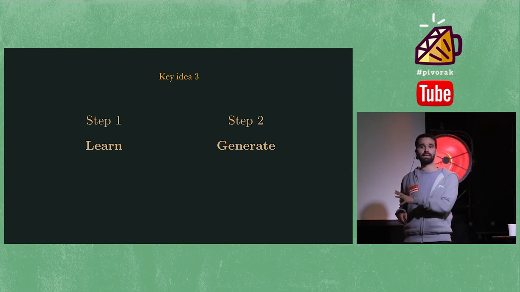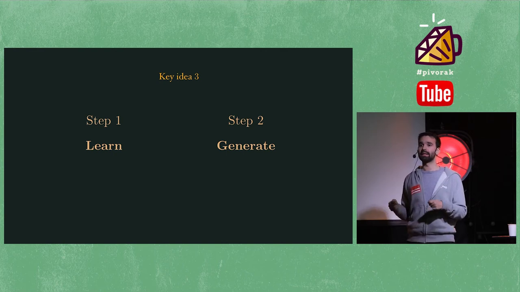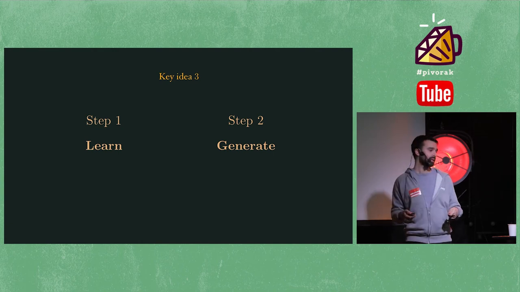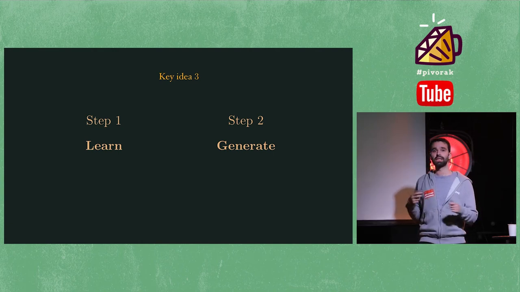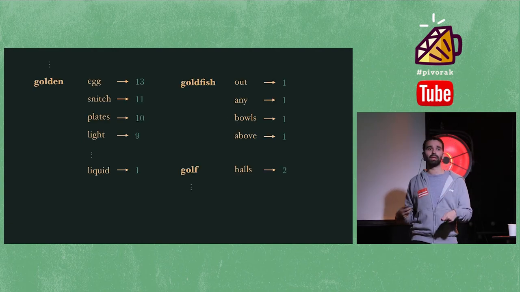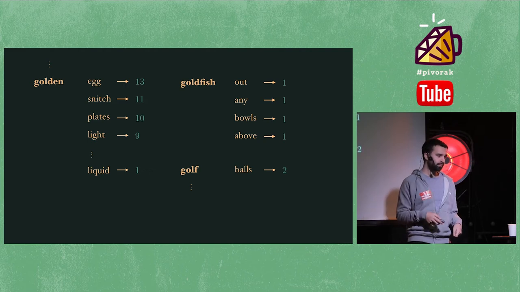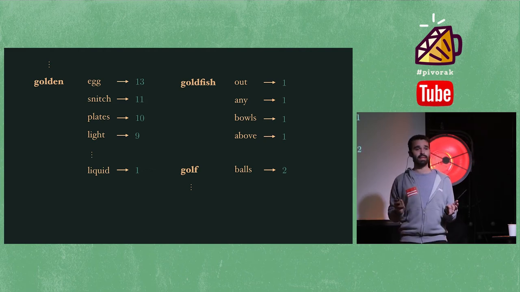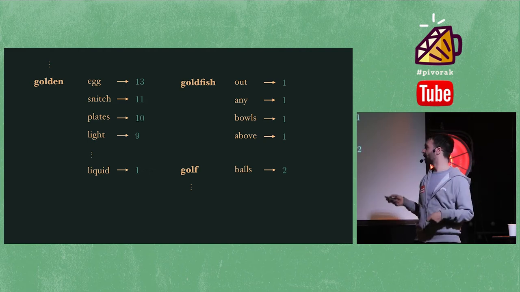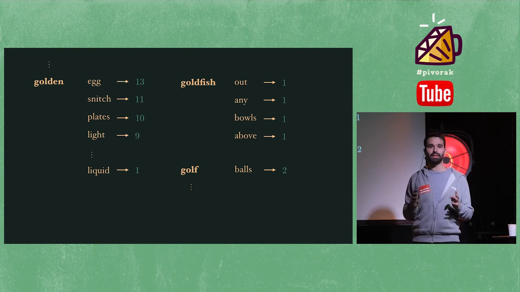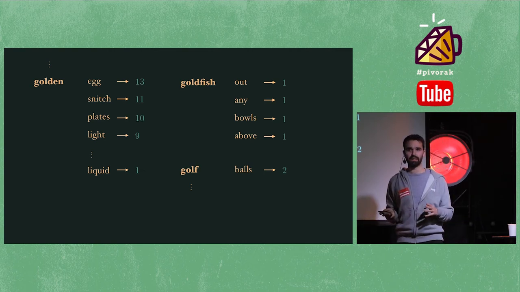And we need to do it in two steps. First, we need to get our program to learn how J.K. Rowling, in this case, uses language. And then, once we've learnt her style, we can generate more language in that same style. So basically, all we need to do is what I just showed for the word golden. We need to do that for every word in the Harry Potter series.